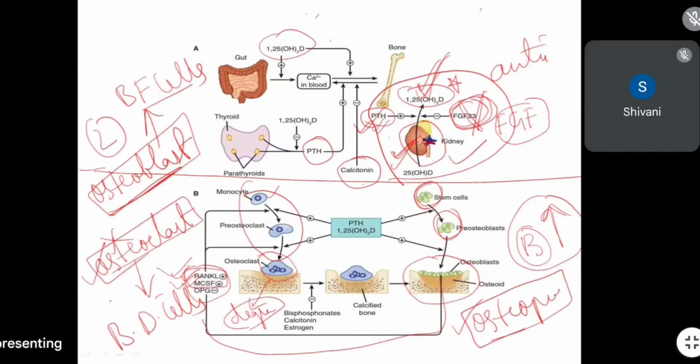So for both of these, as many osteoblasts as are produced, in the same manner osteoclast cells should also increase. In both of these, if either one increases or decreases, bone density will be altered. For bone density to be altered, these two are very important.